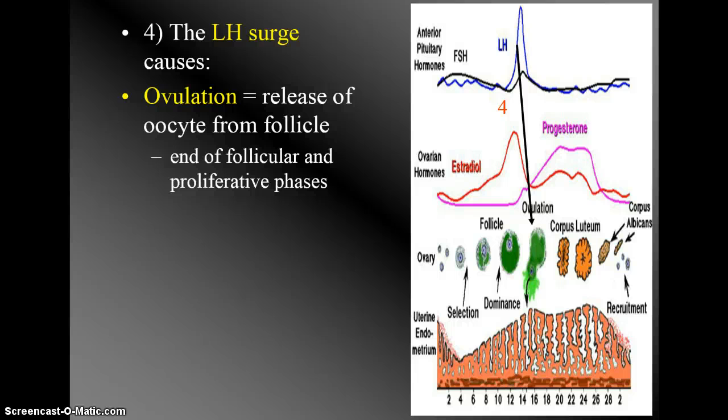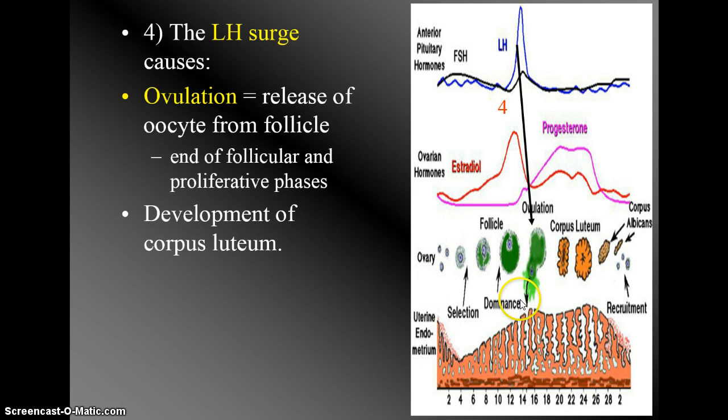What does the LH surge cause? It causes ovulation. It causes the release of this oocyte into the oviducts, and it ends the follicular phase of the ovary and the proliferative phase of the uterus. And so this is when one part of the cycle ends. This is when a woman is most likely to get pregnant. If there are sperm waiting there during this phase or during this ovulation, then she's most likely to get pregnant, which is in the middle of the cycle.